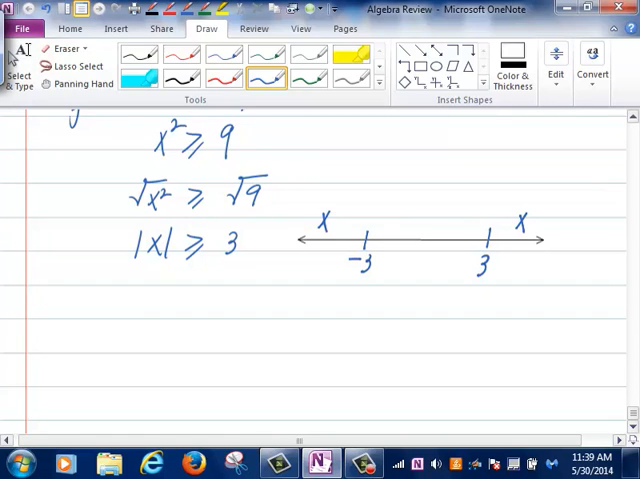x cannot be between negative 3 and 3, because if x is between negative 3 and 3, then the distance from the origin is smaller than 3. Right? If x is between negative 3 and 3, then the distance from the origin to x would be less than 3. So then I know that x would be where? x would be up to negative 3, or x would be bigger than 3, right? x would be either less than negative 3 or x would be bigger than positive 3. Is everybody okay with that?